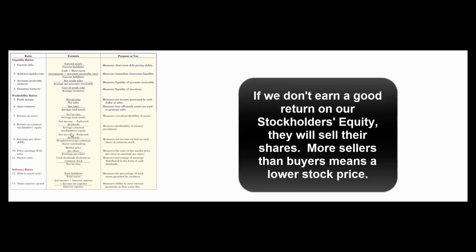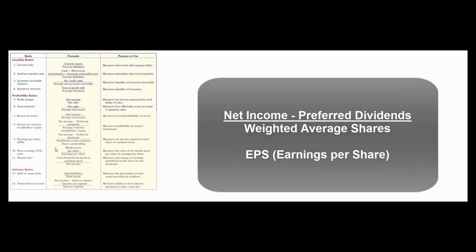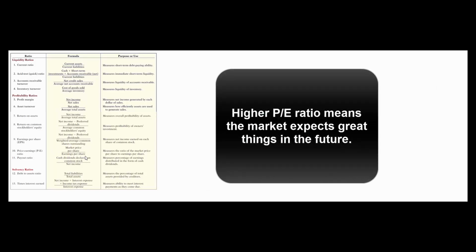Return on common stockholders' equity, take the net income, subtract the preferred dividends, because those belong to the preferred shareholders, and divide that by the average common shareholders' equity. And every book is going to have different formulas, but our book says net income minus preferred dividends over average common stockholders' equity. Earnings per share, net income minus preferred dividends, divided by the weighted average shares outstanding. How much earning power do you buy when you buy a share of stock? PE ratio, how much does the market like you? If your PE ratio is high, it means they expect you to do great things in the future.